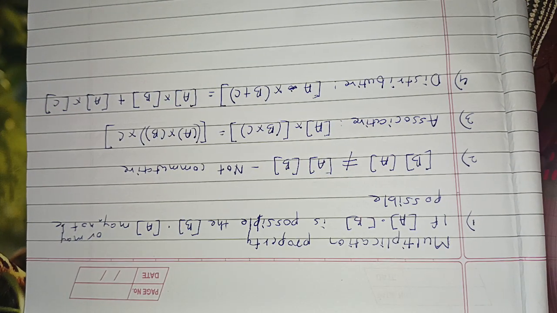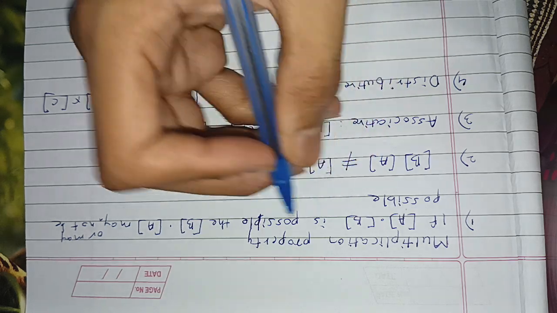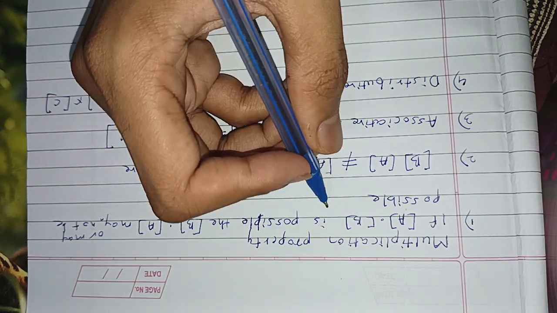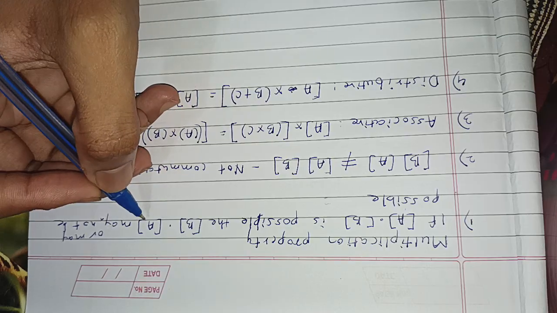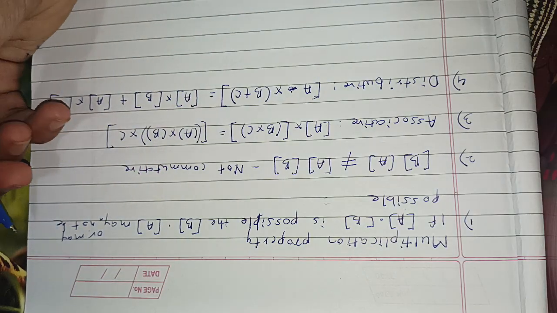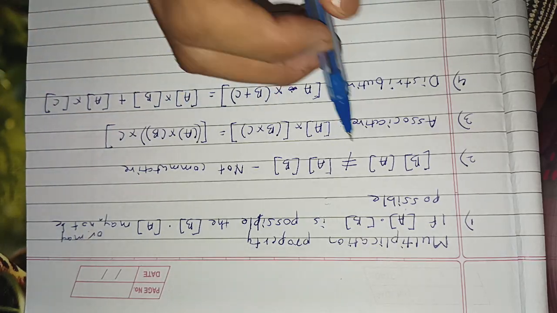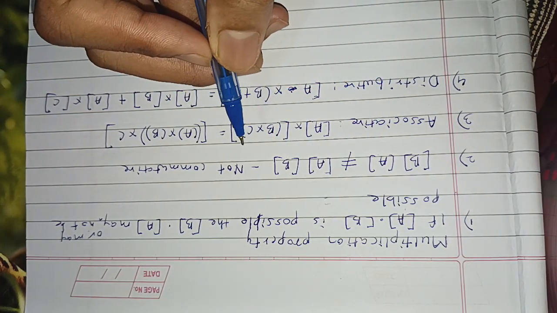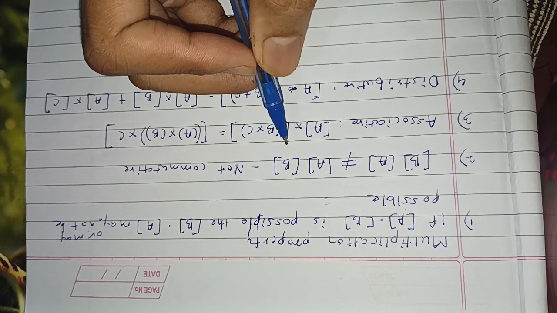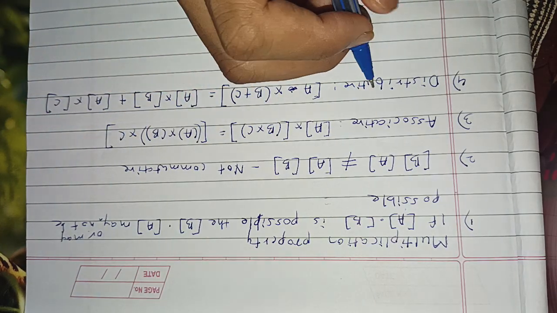Now, multiplication properties. If A into B, you got some value, suppose the value is 2, then B into A can come to 2 or cannot come to 2. It depends on the data. See here, B into A is not equal to A into B always. Sometimes it can be or cannot be. So it is not commutative.